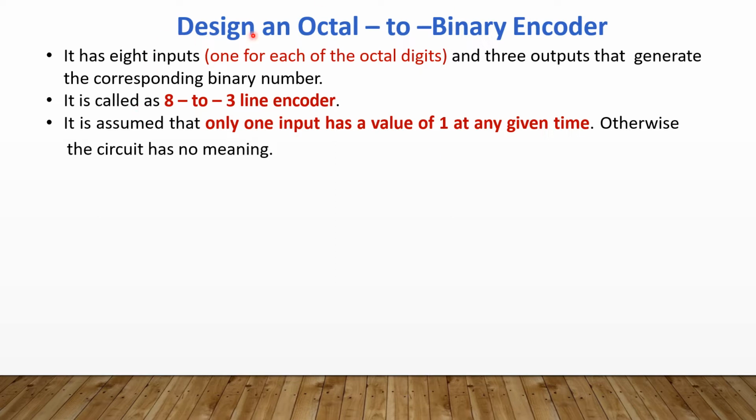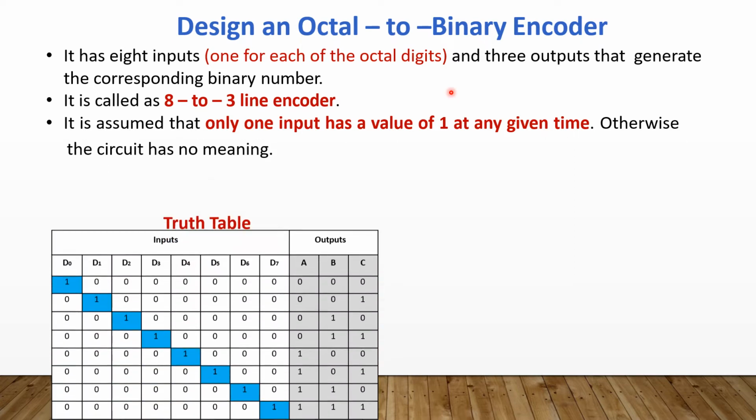As the name itself says, octal, it will have 8 inputs, one for each octal digit, and the binary encoder will have 3 outputs. So the octal to binary encoder is also called an 8 to 3 line encoder. The only condition is that in a binary encoder, we always assume that only one input should have the value 1 at any given time. That is, only one input should be active at a time. Otherwise the circuit has no meaning.